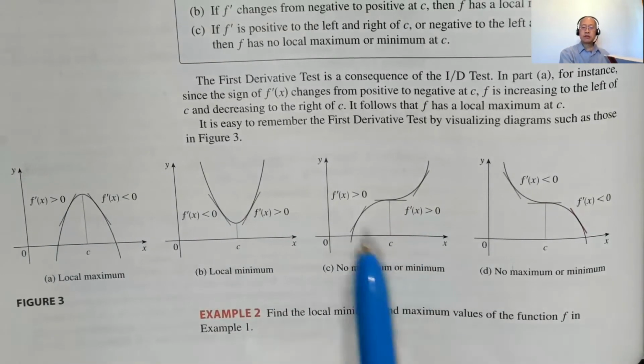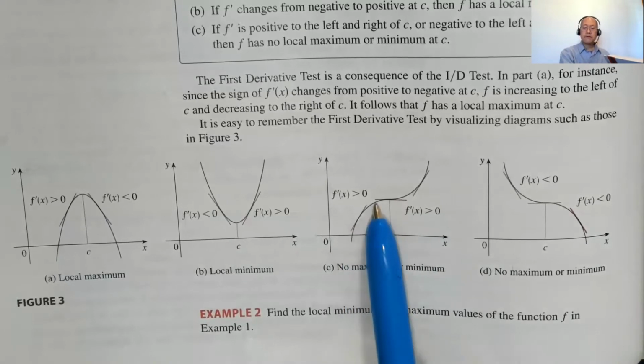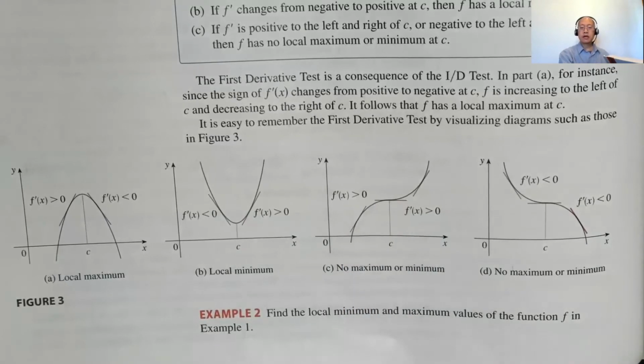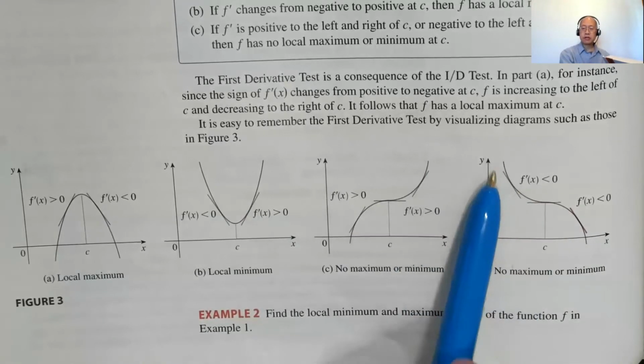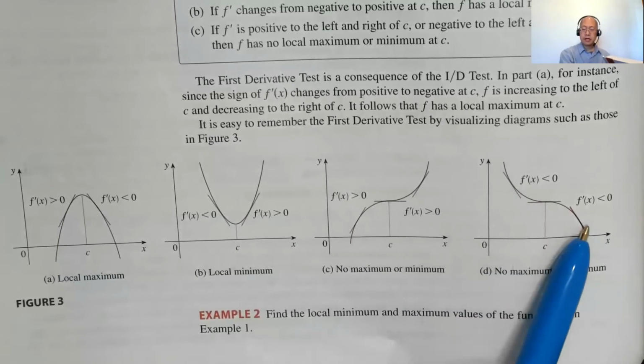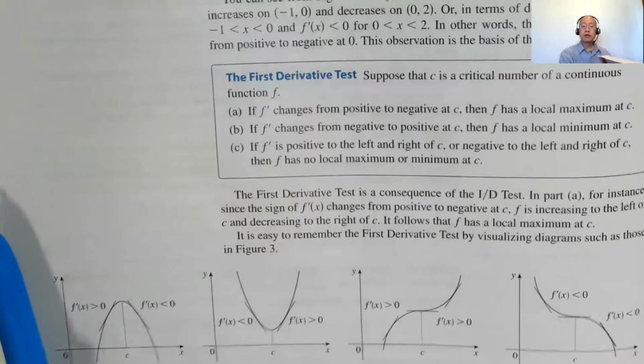Here, you have neither a maximum or min because a little bit to the left of the graph, the function's increasing, and a little bit to the right, the function's also increasing. And over here, you have neither a maximum nor a minimum because the function is decreasing, slope is 0, and then it continues decreasing. All right?